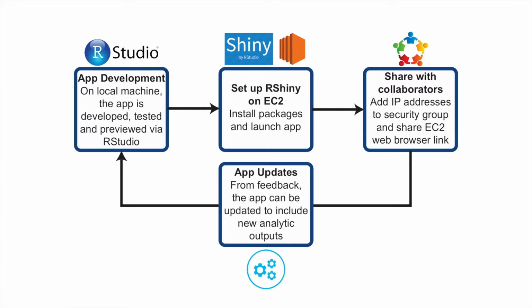And if there's ever any feedback, I'm able to update the app. For example, if I need to remove a certain output or add a new one or update anything, I'm able to go back to my local machine and edit it on RStudio, re-upload it on the Shiny app, remove the old one, and the link will not change because I'm going to attach an elastic IP to it. And that way the data is always the most updated on that Shiny app.